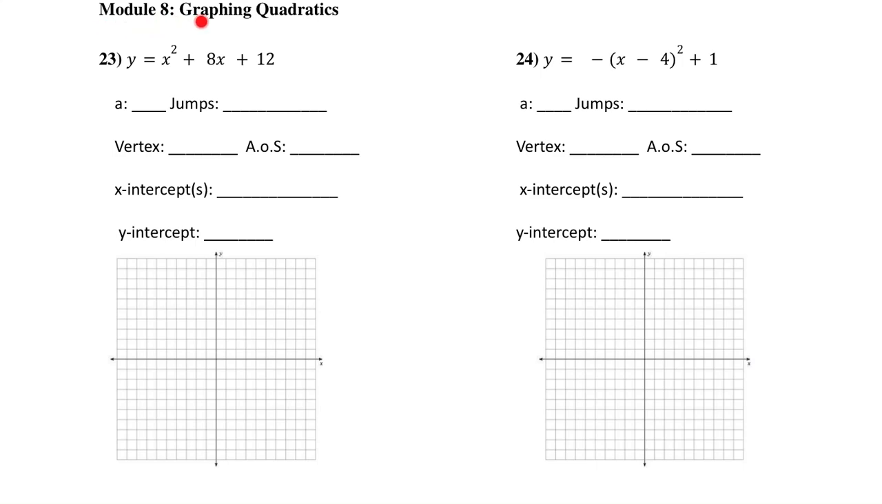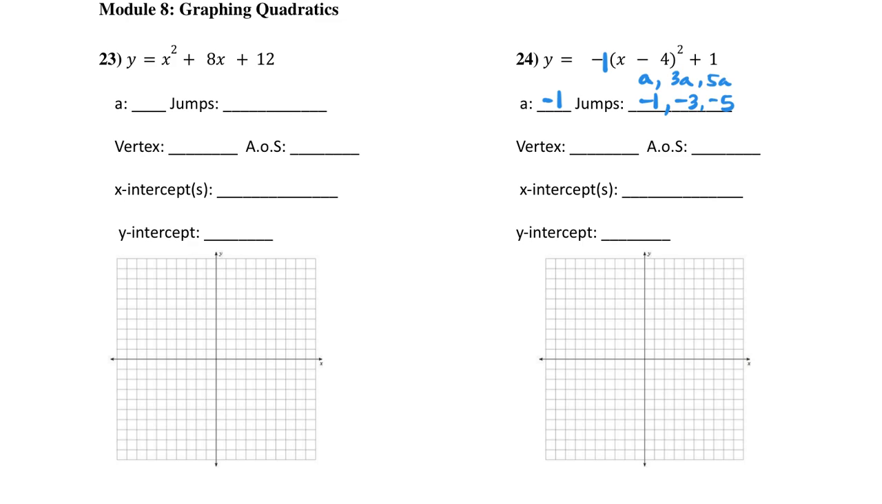In Module 8, we did graphing of quadratics in different forms. We have standard form right here, and we have vertex form right here. We're going to take a look at 24. And our a value, no matter what form it is, is the coefficient of x. In this case, it's -1. Our jumps are always in the form of 1 times the a value, 3 times the a value, and 5 times the a value. So in this case, it's going to be -1, -3, and -5.